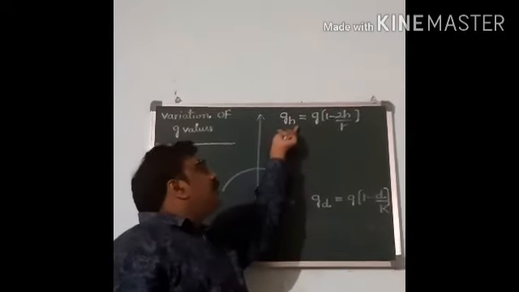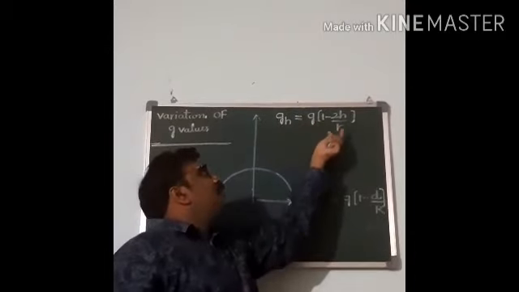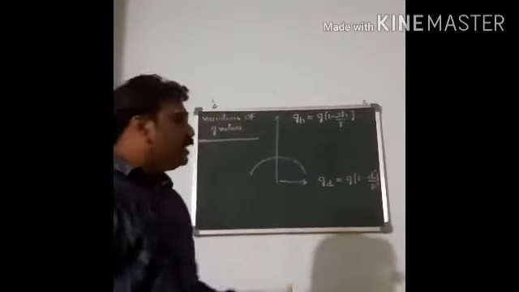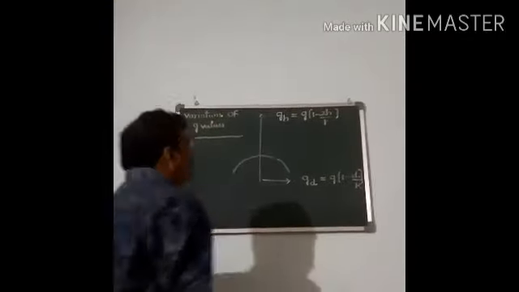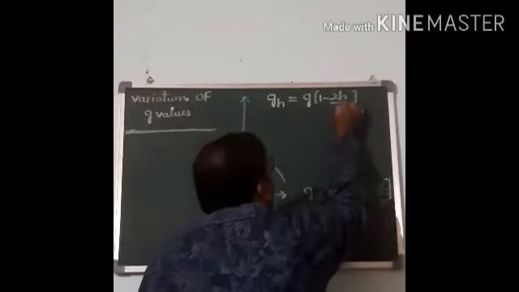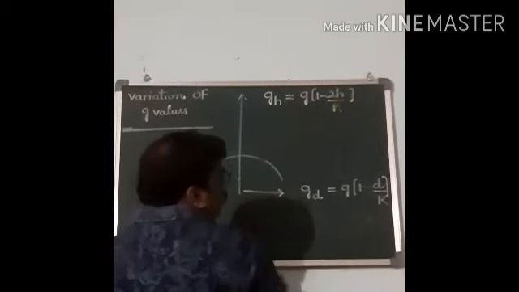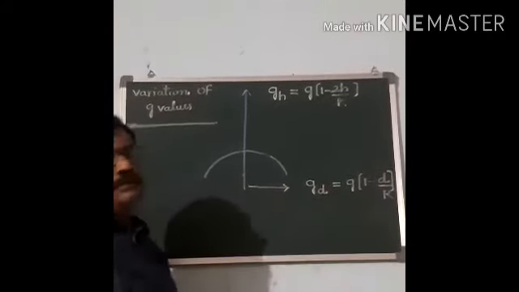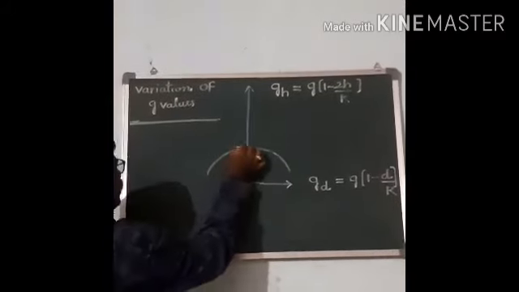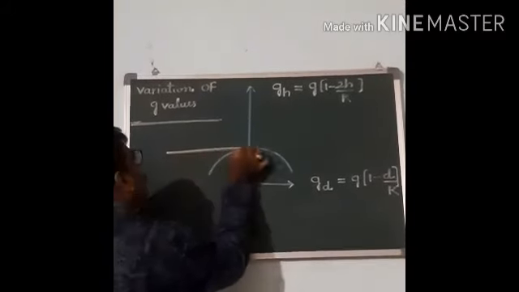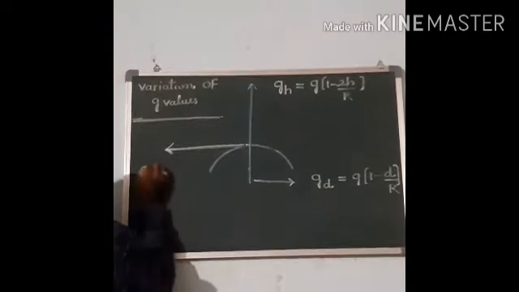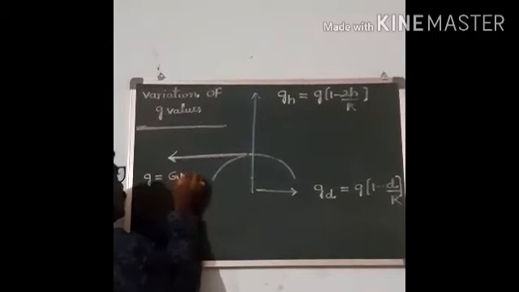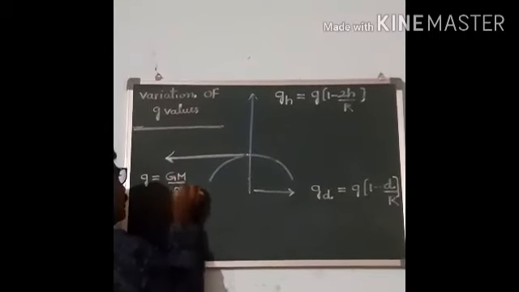Acceleration due to gravity at height equal to g into 1 minus 2h by r. H means height projected by the object, and r means radius of earth. And next one is gd equal to g into 1 minus d by r, where d is depth. On the surface we already discussed, that is g equal to GM by r square.